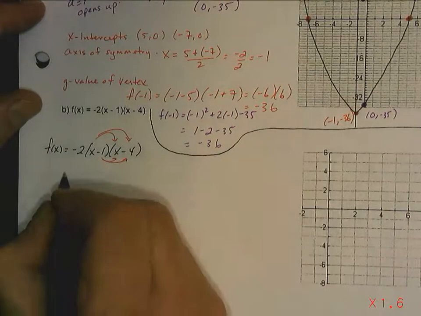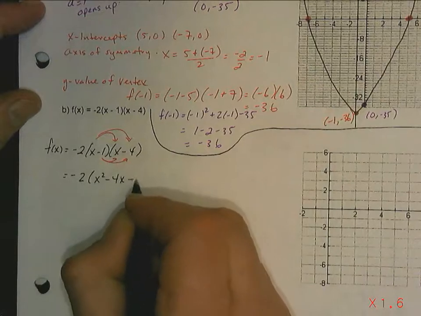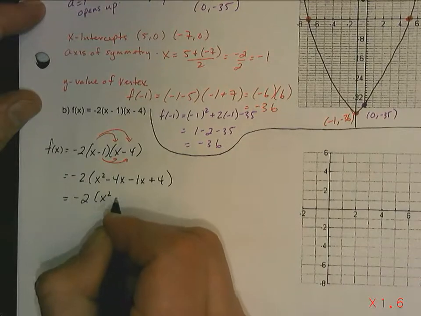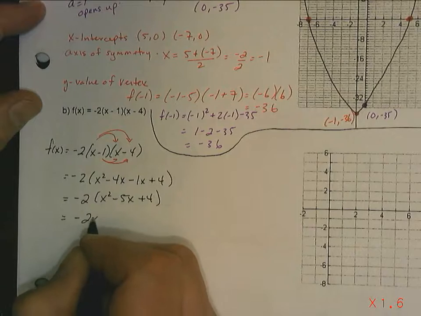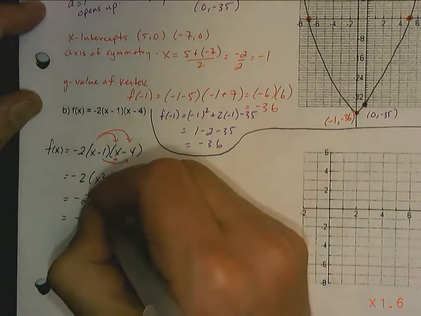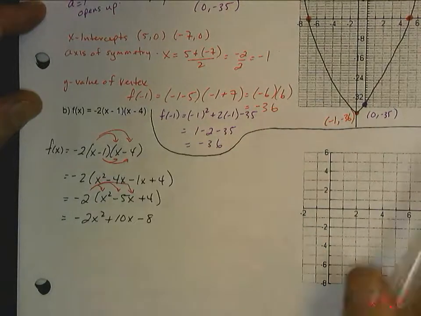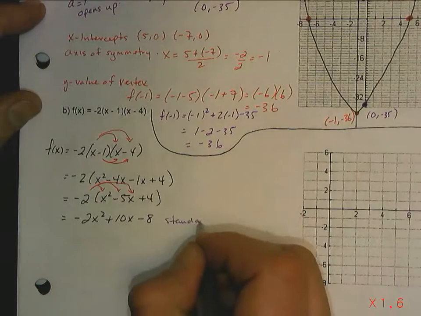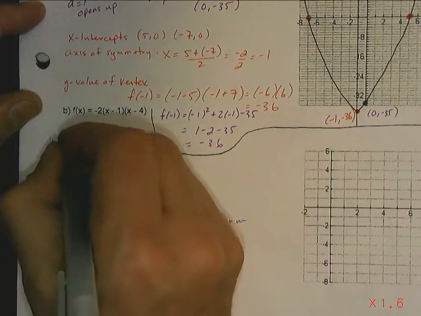That'll give us -2(x squared - 4x - 1x + 4), which will be -2(x squared - 5x + 4), which is -2x squared + 10x - 8. And that's just expanding the -2 into the three terms. So once again, we have standard form, and we have factored form up here.